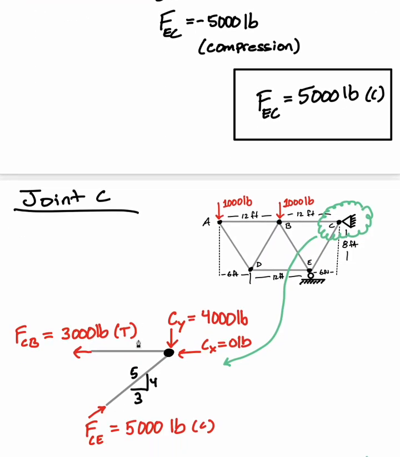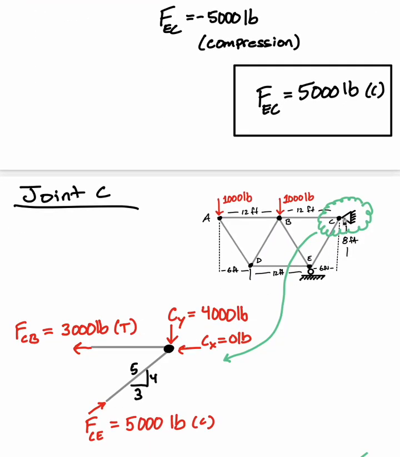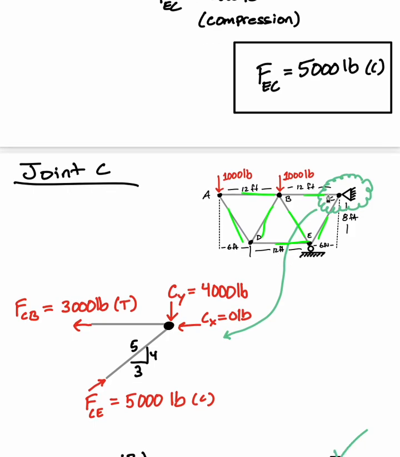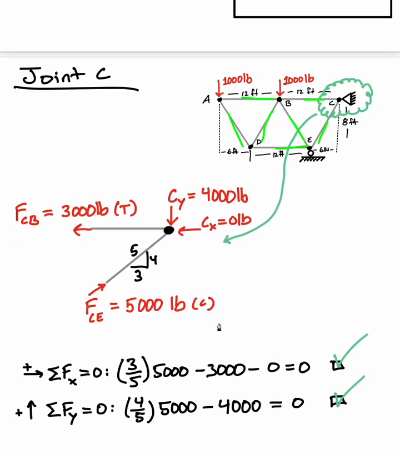Okay, final one is joint C, but we actually have all the members. We've already done all the forces in all the members. So this is just a check. And if we get the correct number, all the numbers add up, then we know that we did it correctly. So the first one is we have our joint here, our support at joint C. And we already figured out in the first step 4,000, and the x is 0.